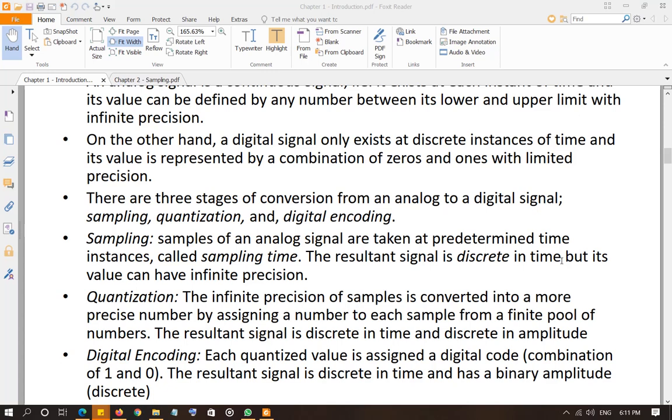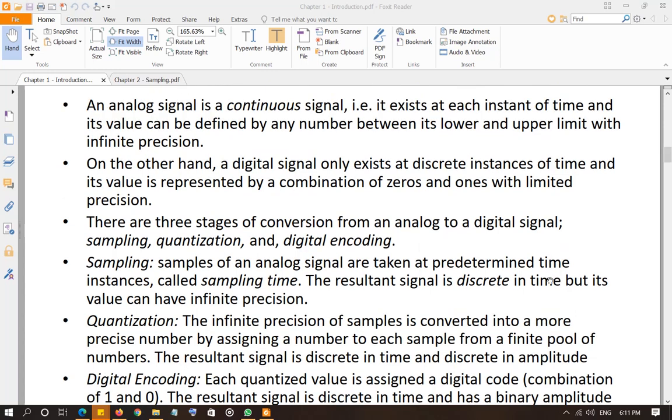So let's say you have a signal and you want to grab the samples, meaning you want to grab the values of that signal at each 1 millisecond. So you're going to grab it at 0, 1 millisecond, 2 millisecond, 3 millisecond. Those times are basically your sampling time, and your sampling time, which we represent by TS, is 1 millisecond. So every 1 millisecond you are grabbing the value of the signal. After you grab the value of the signal, the next step is quantization.